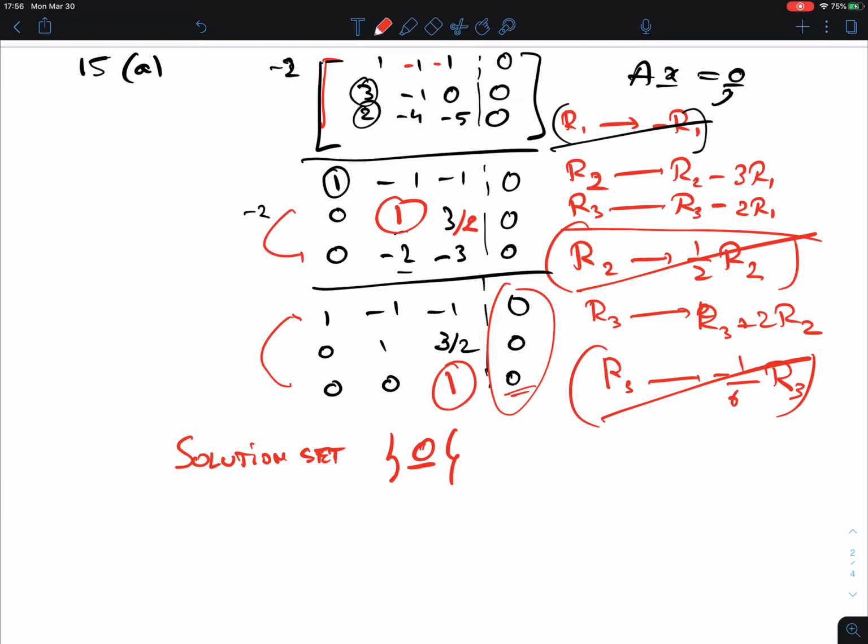Okay. And if you do the other problems, you see some of them will be a plane, some of them will be lines. If you have questions about that, try yourself, but we'll do more examples of this in the next sections. All right.